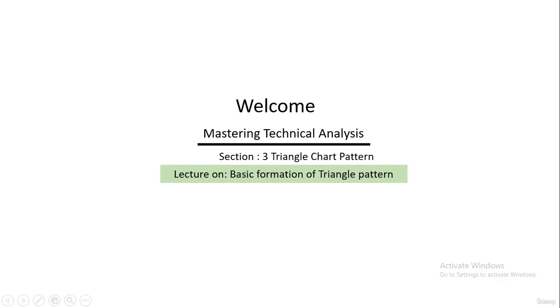In the previous lecture, I discussed the basic formation and characteristics of the head and shoulders pattern on a price action chart. From this lecture and for the next couple of lectures, you will learn about triangle patterns and their types. So in this lecture today, I am going to talk about the basic characteristics of the triangle pattern on a price action chart. The triangle pattern is one of the most famous patterns among traders.